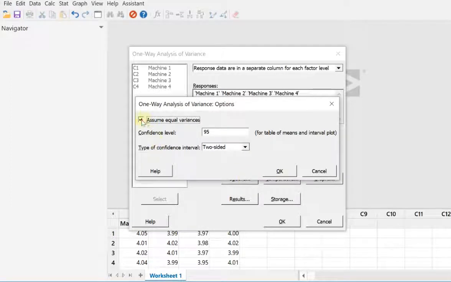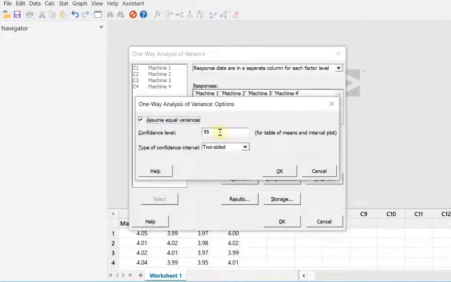Right in here, you see that? We want to check these. Make sure you check assume equal variances. Otherwise, all your multiple comparisons, you've got to be careful with that. We're going to assume equal variances. Also, the whole mathematical engine behind what we did was based on this assumption. So I'm going to check it.